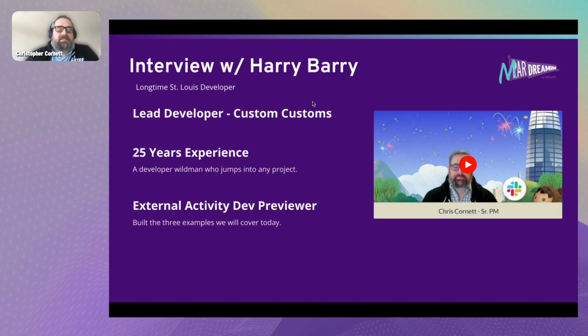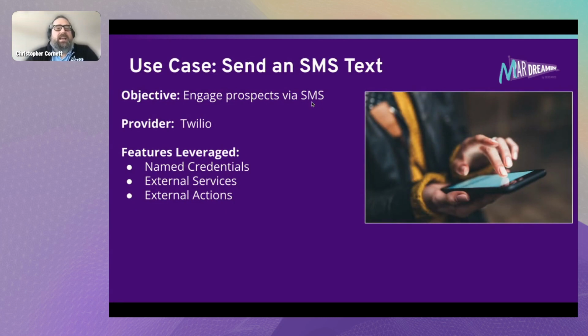So now let's look at the proof of concepts that Harry Berry created and that we're going to talk about today. So the first one is sending an SMS text. Really being able to engage prospects through SMS is a growing desire of marketers and has been something that marketers have been expanding on.